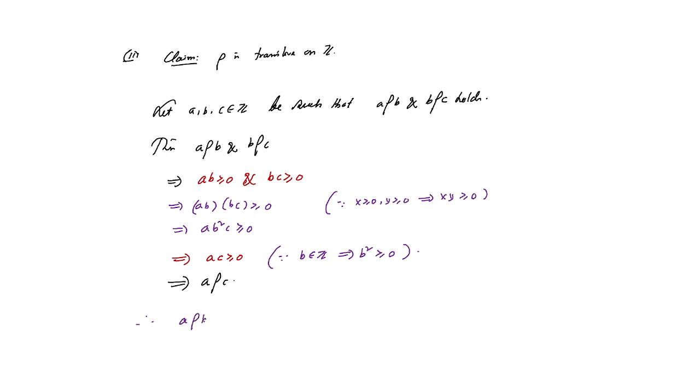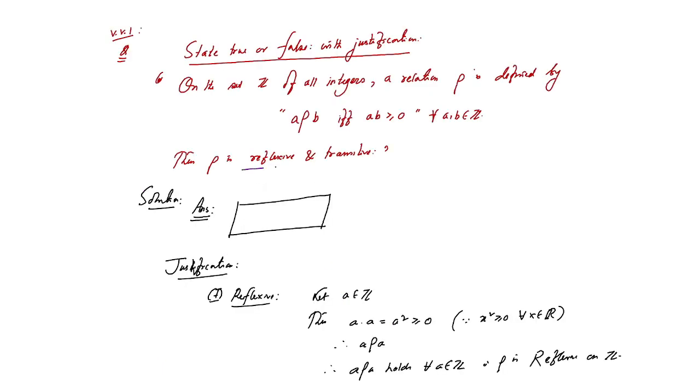Therefore, A ρ B and B ρ C implies A ρ C. Since A, B, C are arbitrary, A ρ B and B ρ C implies A ρ C for all A, B, C belonging to Z. That means our conclusion is ρ is transitive on Z. So what did we check? We checked it is reflexive as well as transitive. So this is proved. So the statement is true and this is the justification.